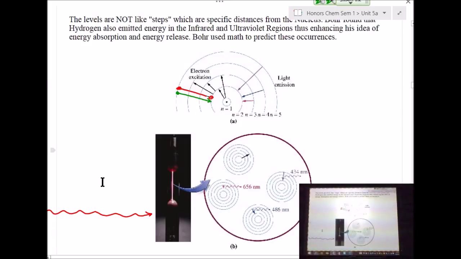Now, ground state, what do you think ground state means in terms of vocab there? The lowest, or the most stable.